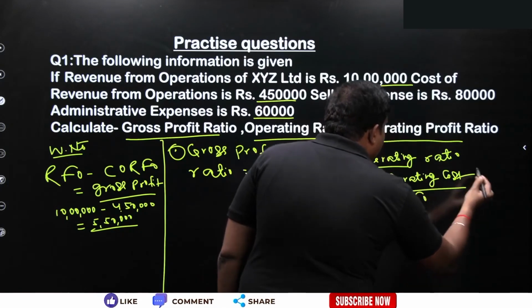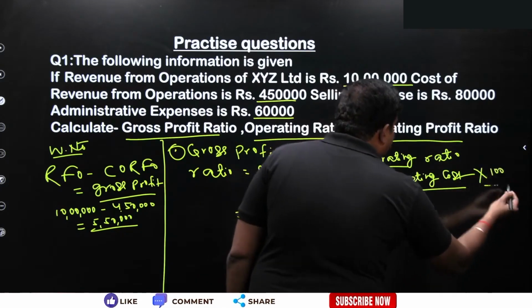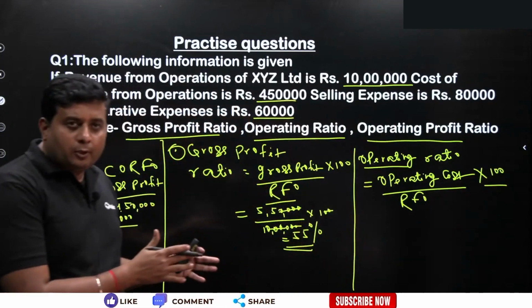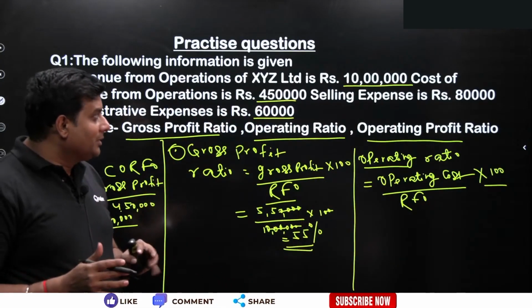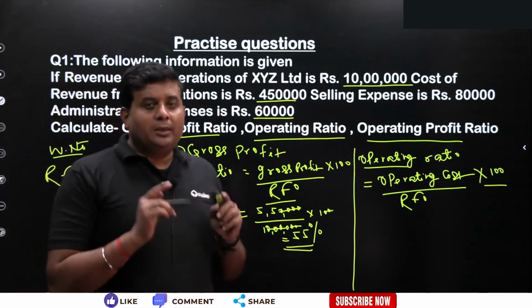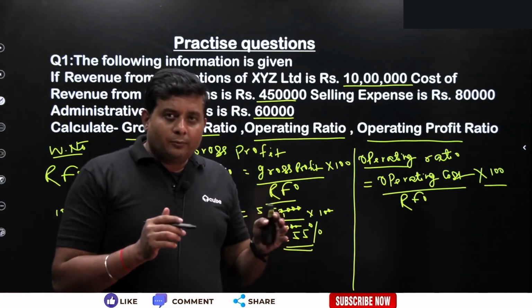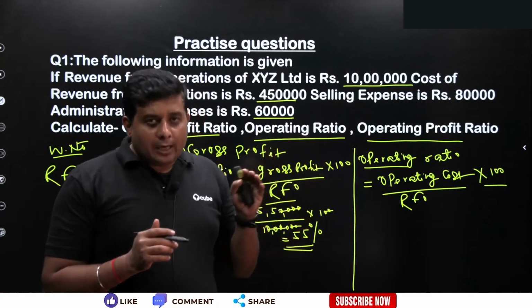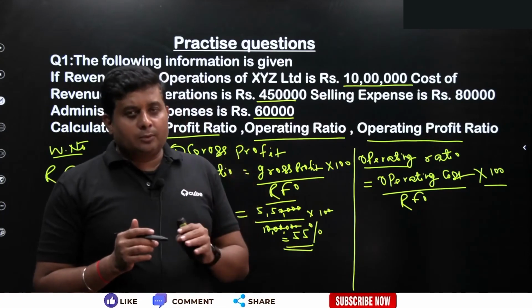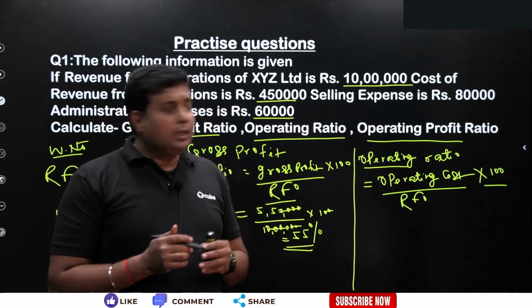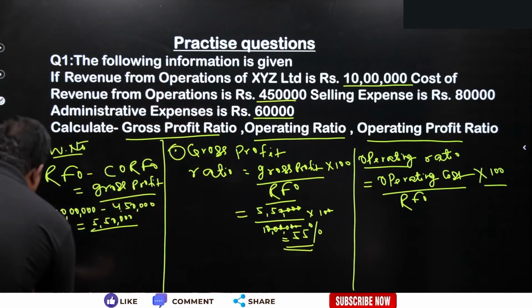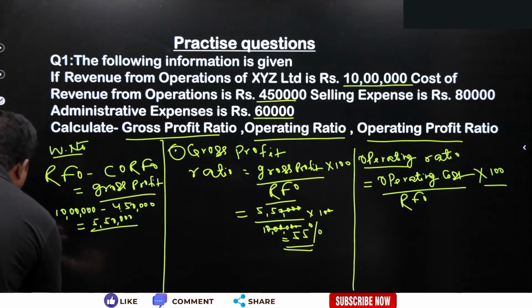So when I say operating cost, it is the sum of cost of revenue from operation plus operating expenses. When I say operating expenses, basically from cost of revenue from operation, if you add office and administrative expenses and selling and distribution expenses, it will become the operating cost. So here I am just going to calculate the operating cost. This is my second working note. So operating cost.